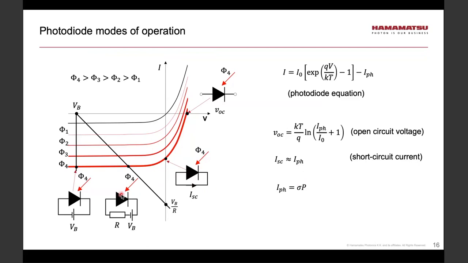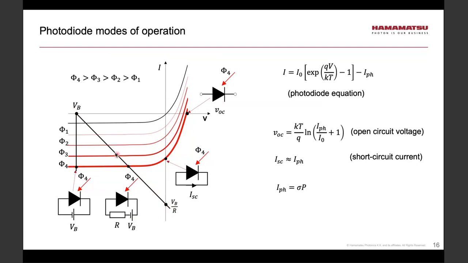Okay, another very common mode of operation is depicted here with this Q point. So we apply the reverse bias, and we also have a load resistor from which we are going to take the signal. To find the Q point, we would draw a load line for this circuit. The load line is shown by this black line, with one end at the VB, which is the bias voltage on the V axis, and the other point is VB over R on the I axis. The intersection of the load line and the given characteristic gives me the Q point.